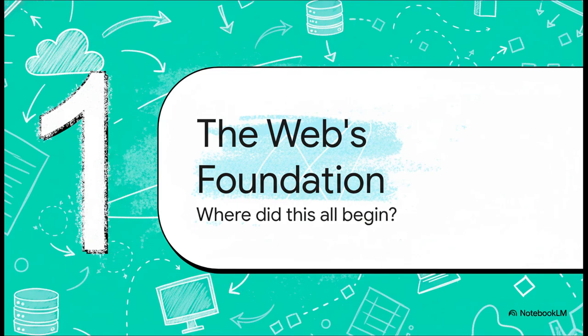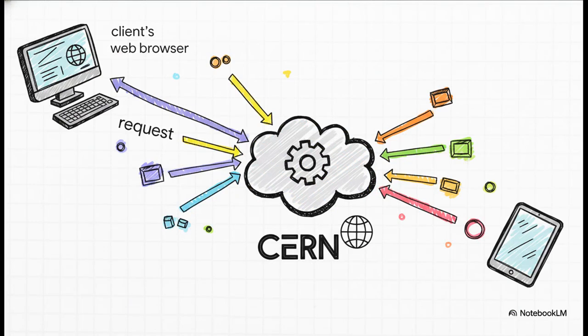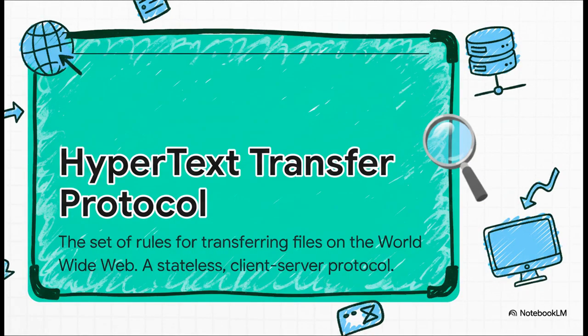First up, let's rewind a bit. Where in the world did this whole thing even come from? So get this. HTTP wasn't dreamed up in some Silicon Valley garage to sell us things. Nope. It was actually developed at CERN, the European Organization for Nuclear Research. And its goal was purely academic. Give scientists a simple, cheap way to share research papers and data. That's it. So a protocol is really just a fancy word for a set of rules. In this case, it's the rules for how a client, that's your web browser, talks to a server.